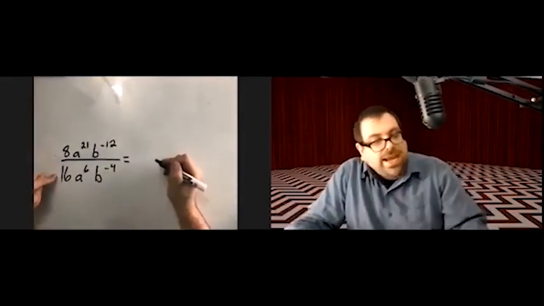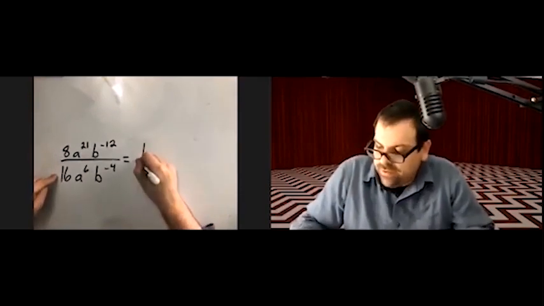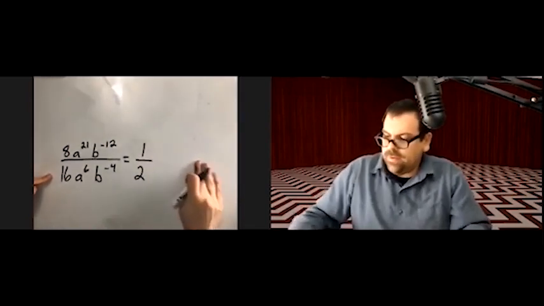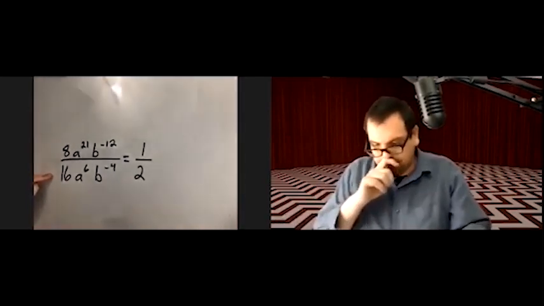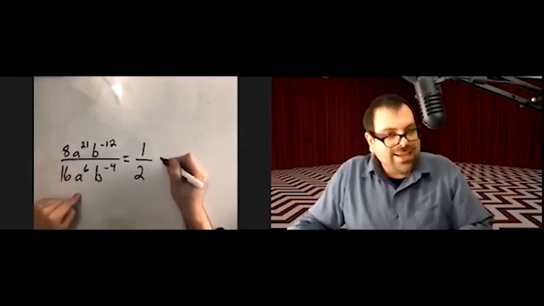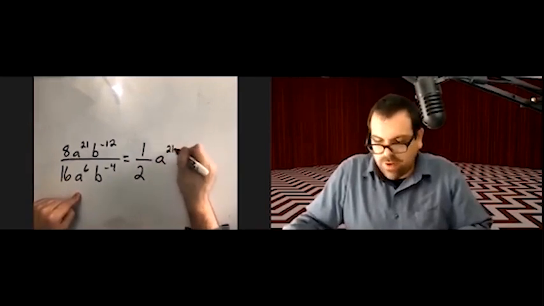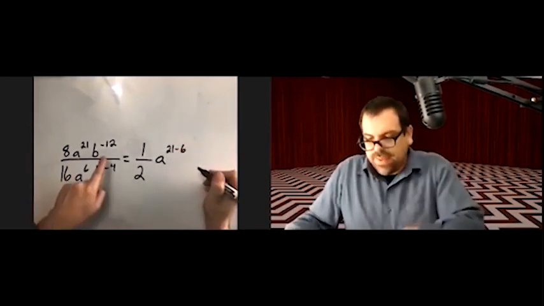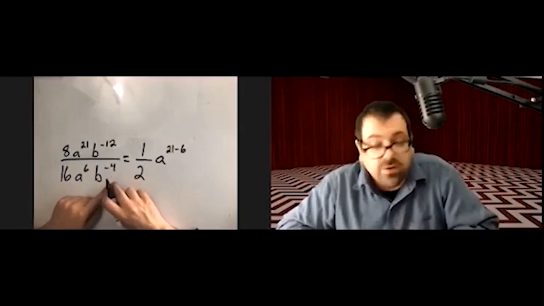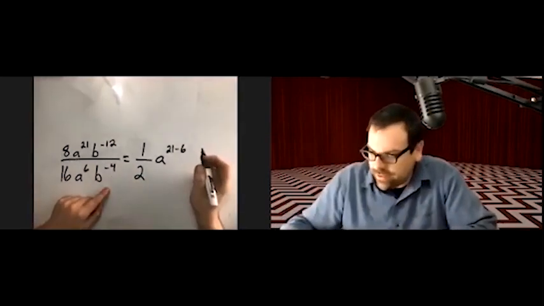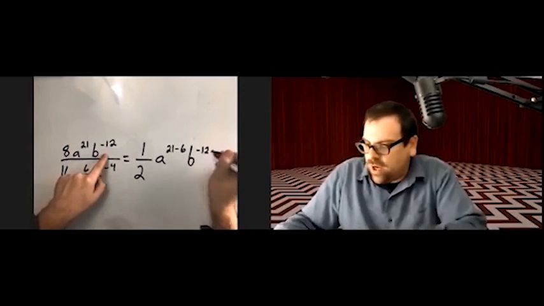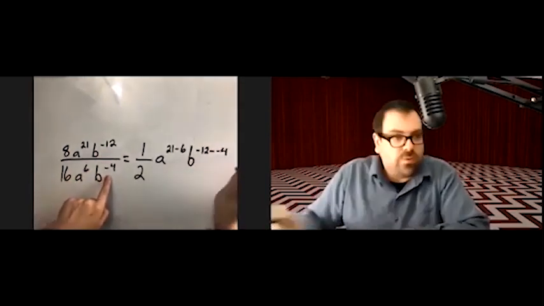If I simplify, 8 over 16, that's 1/2. And then we can divide our a's by subtracting the exponents. 21 minus 6. And then our b's, we can do the same thing. If you're not going to do anything with the negative exponents first, you have to be careful. I'm going to show this a couple different ways. B is the base. The top is negative 12, and then we are subtracting negative 4.